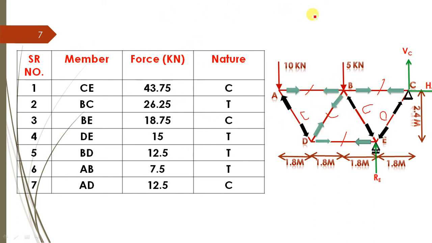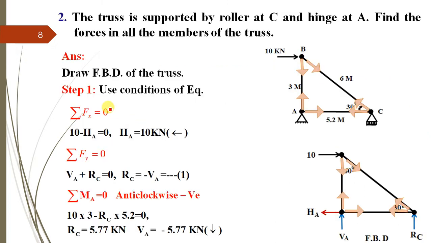And lastly you have to show all your results in tabular form. Got it? I think from this you are able to solve the numericals. So this is a very basic, simple and important numerical. Initially we have to find out the support reactions, then choose the joint having the minimum number of unknowns, and from that joint we have to proceed to the next joint.